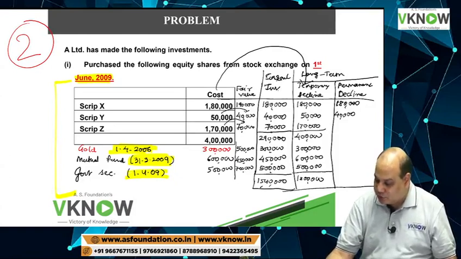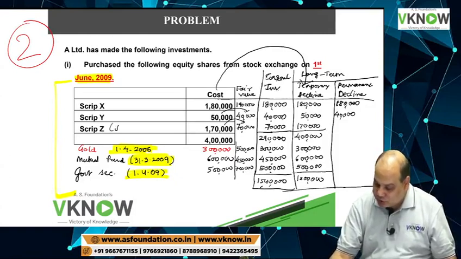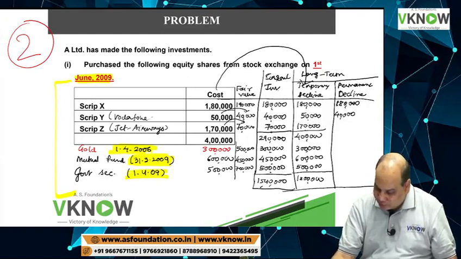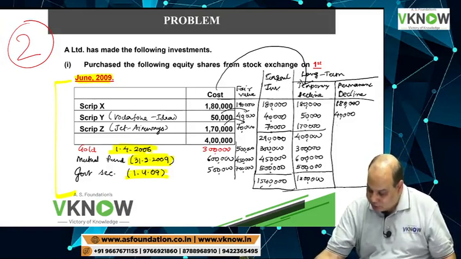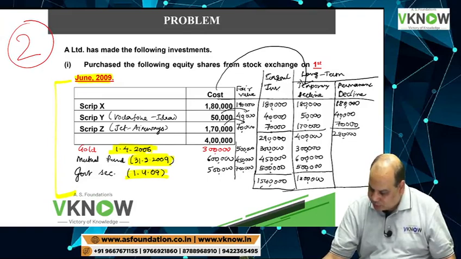Script Z, huge fall. Assume this is Jet Airways share. Assume this is Vodafone Idea share. So the decline is not temporary, the decline is permanent. So I will take 70,000 here. Total will be 2,90,000 and gold will be at cost, 3 lakh, because cost is lower.